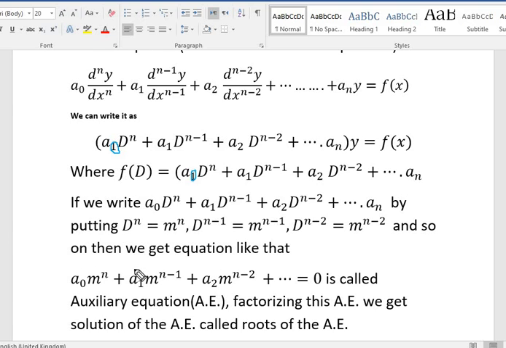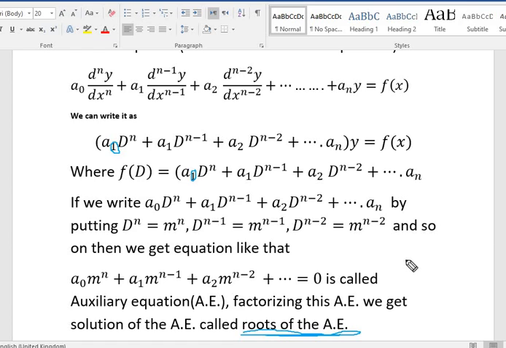Factorizing this auxiliary equation, we get the solutions of the auxiliary equation, called the roots of the auxiliary equation. This becomes an algebraic equation, and when you solve this algebraic equation, whatever you get is called the roots of the auxiliary equation.